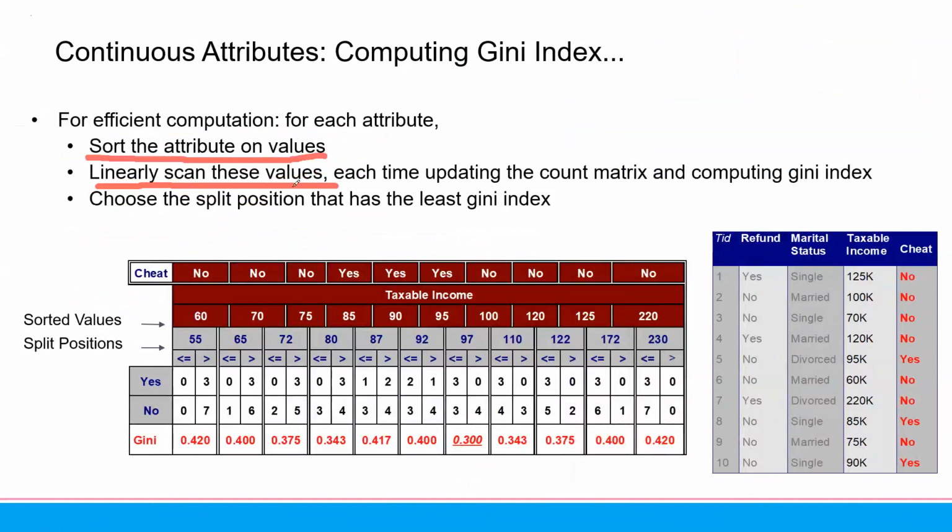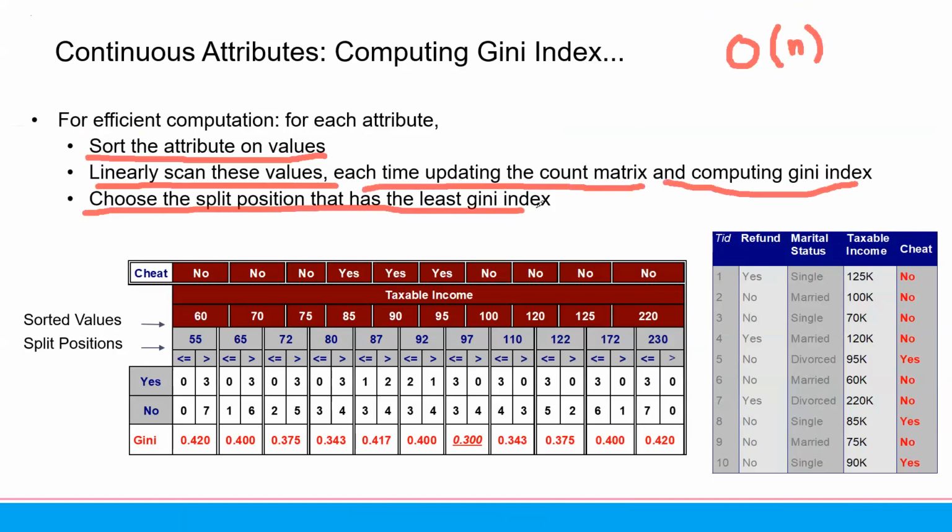Linear scan. If you learned in data structures and algorithms, we have the big O. If the big O is n, it is still okay. It is not computationally expensive. So it's about updating the count matrix and computing the Gini index. And then we can choose the split position with the least Gini index. The least, the minimum.